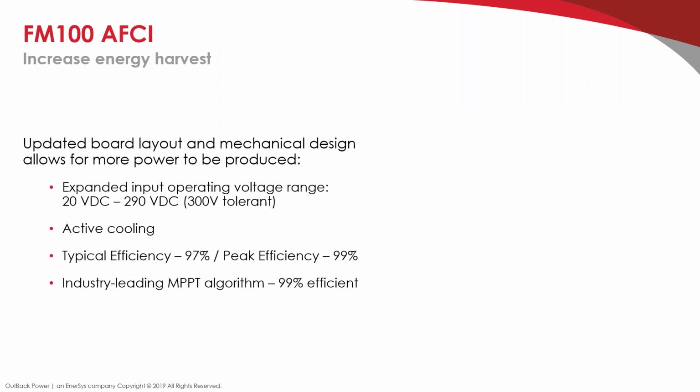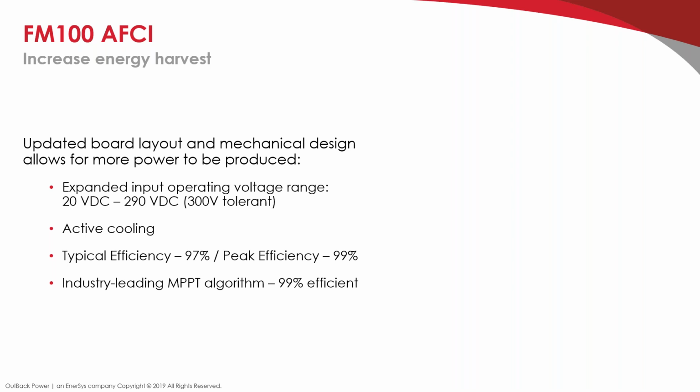The updated board layout and mechanical design of the product allows for more power to be produced. So we have an expanded input operating voltage range all the way down to 20 volts DC, which means this thing is going to start up very early in the morning, and it can handle up to 300 volts, but it actually operates up to 290 volts of solar power. So that's not solar plus battery voltage or anything like that. This is the operating voltage on the PV array.